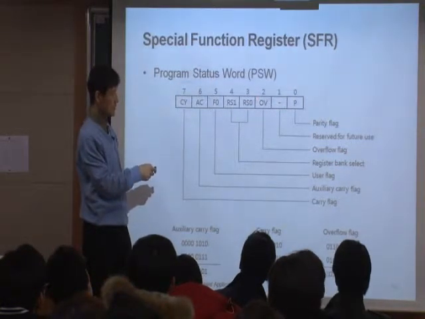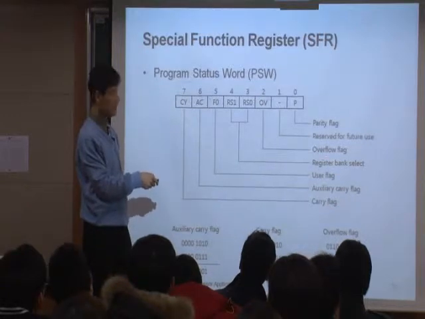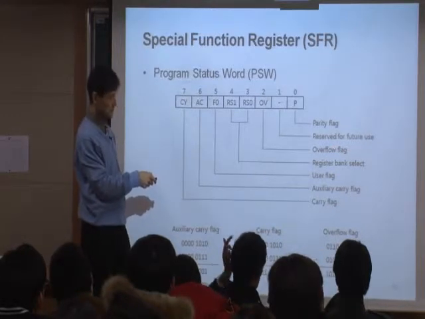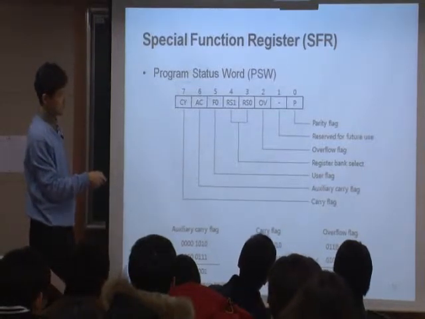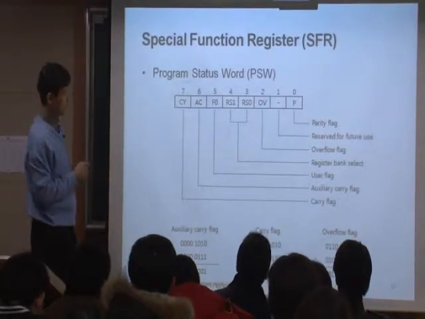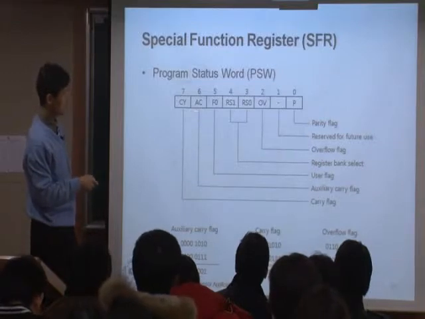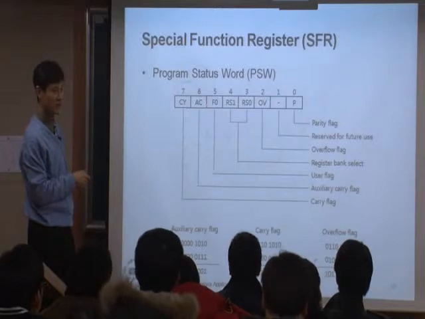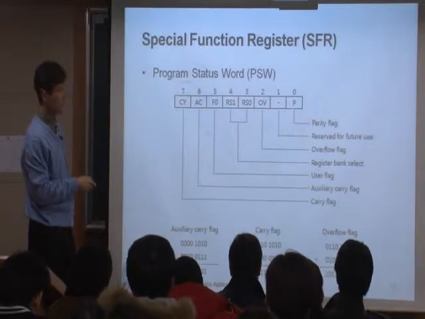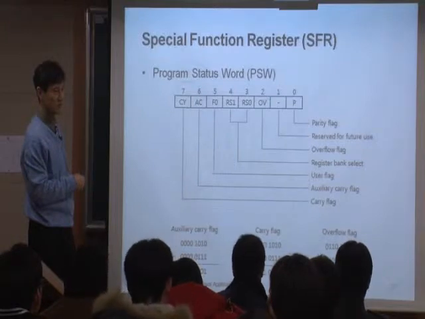This one, overflow flag. Now we need to know the overflow flag also, right? Overflow means... Last one, parity flag. So the important thing here right now is this one: carry flag, auxiliary carry, overflow, parity. These 4 bits you need to know. Okay?